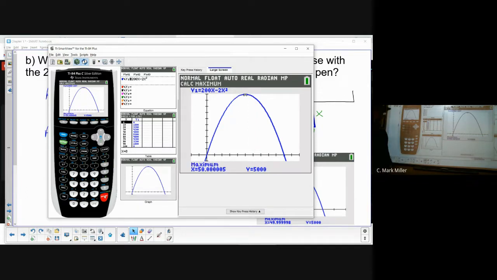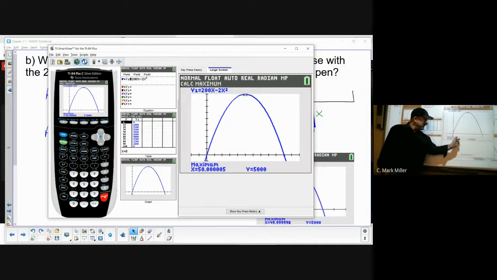And so the maximum occurs at, you notice this is way over here, right? Round to 2 or 3 decimal places. You don't need to write all that out. But 50 times 50 gives you a maximum area of 5,000.